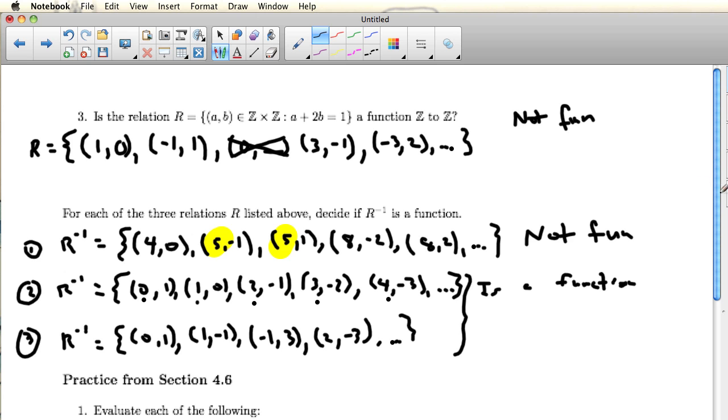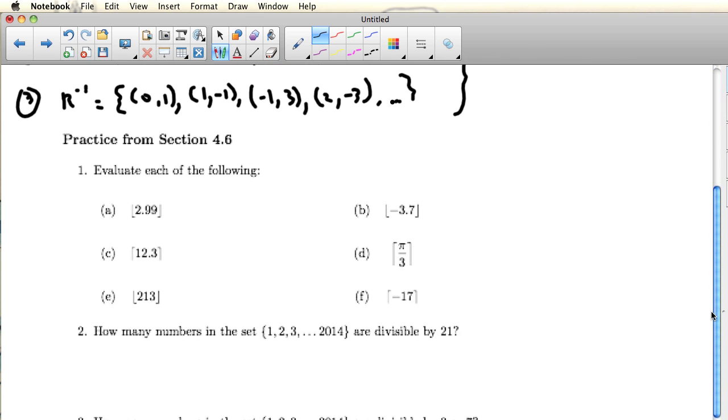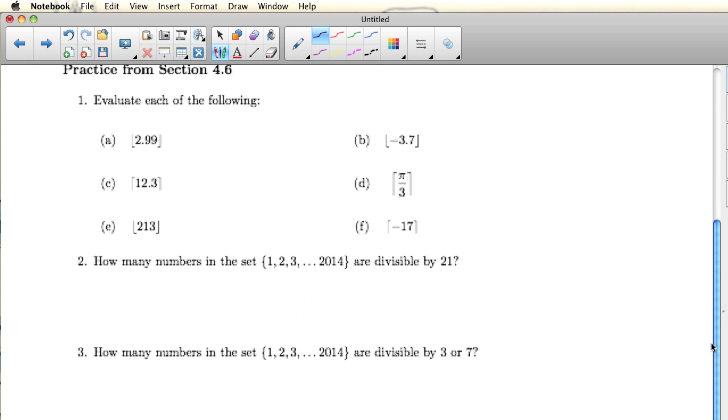So now moving down to the stuff from 4.6, which we'll finish on Monday. The first part is just using the floor and ceiling function, and so this is just a matter of getting used to the notation. So if you're not sure, I would just Google floor and ceiling functions to look for more examples, and you can see my solutions on the third and fourth page of this handout. So I won't bother doing these here.